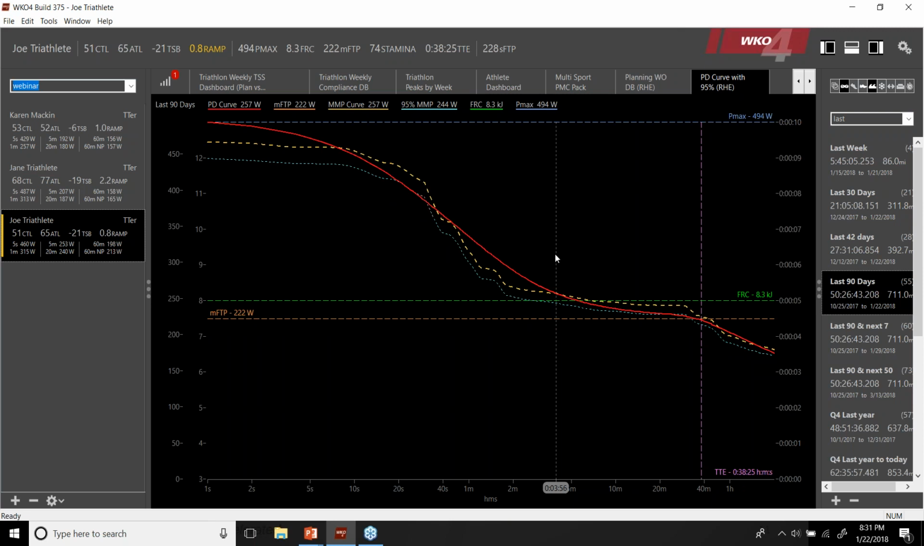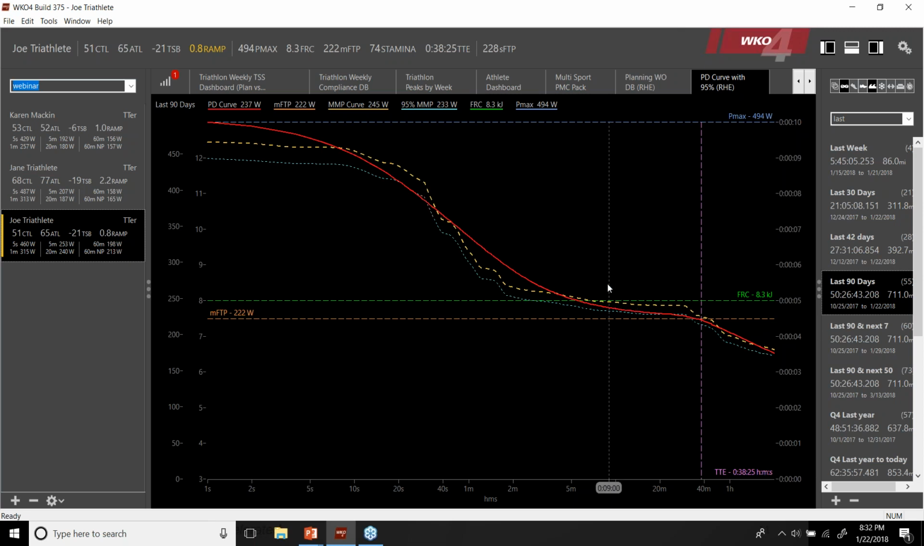Makes sense. I'm reading the question. When you set up a new athlete, is there a way to seed CTL, ATL? I'm not really sure what the question is. Maybe you can clarify that a little bit. I don't know what you mean by seed.